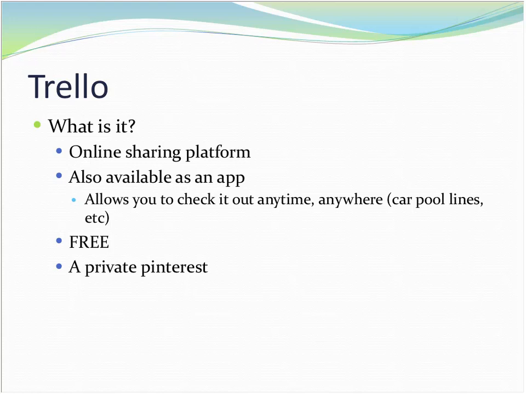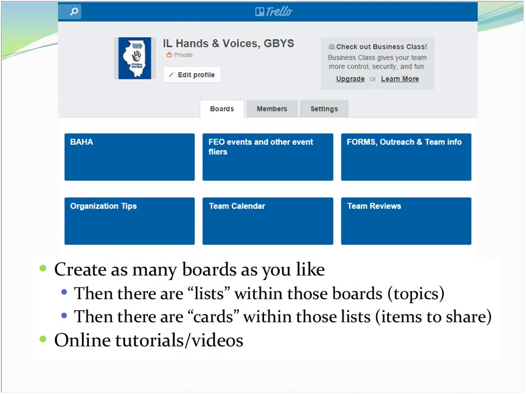It's very similar to Pinterest in the sense that you get to pin things and save things, and you get a little bit more that comes with it, but it's private. There's also a free app, so you can download the Trello app and check it out wherever you're at from your phone. And it's free, so you can't beat that, right? Let's take a look at some of the things that you can do.